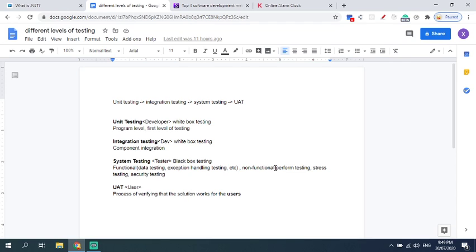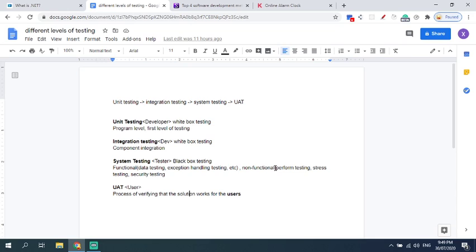So unit testing is when developers are developing the software. In the process, when they finish a function, they will do a unit testing to make sure that function is correct and doesn't have any problems, doesn't have any bug. So this is unit testing, the first level of testing, and it is at the program level.